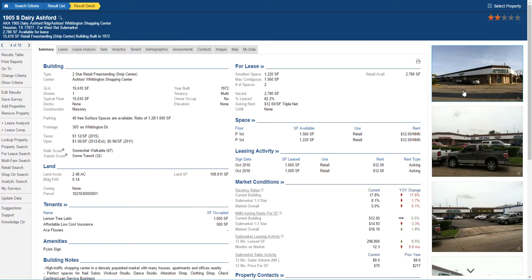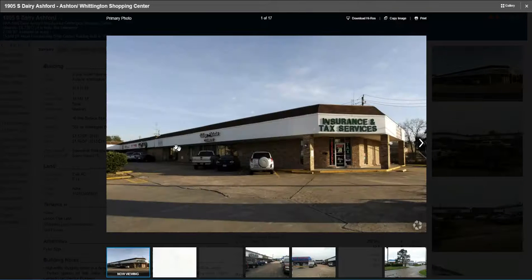Now here's 1905 Derry Ashford. You have a tax office on the corner. No big box here in the spaces. Much older looking development, very limited parking. This definitely couldn't work for us.